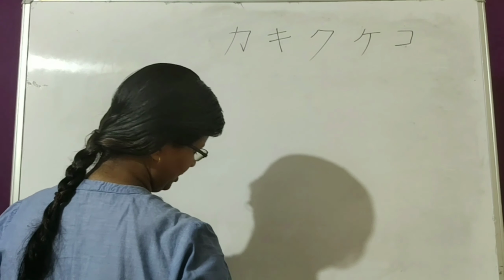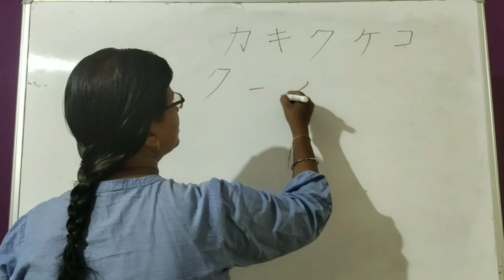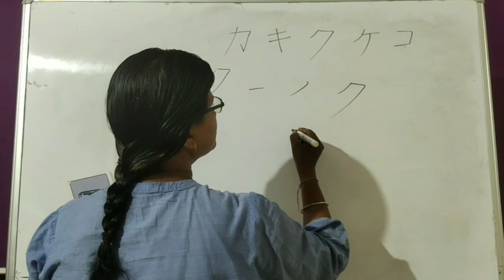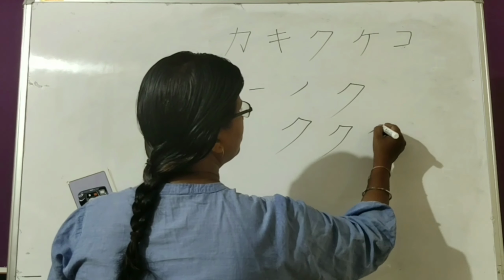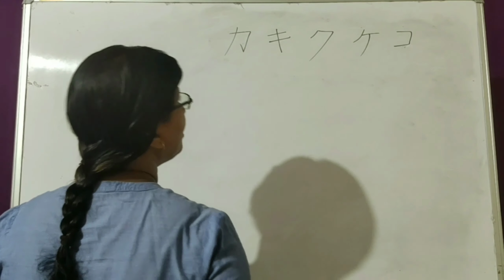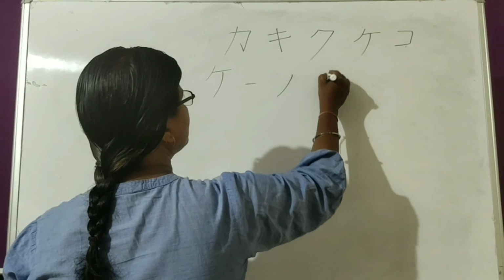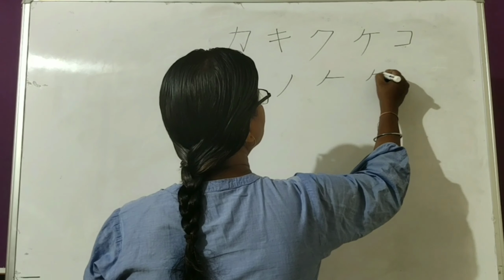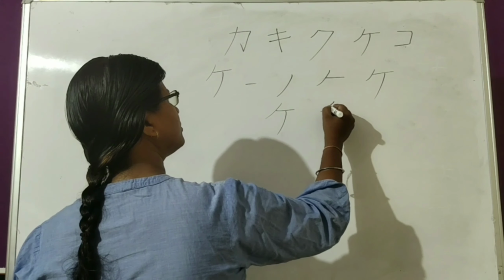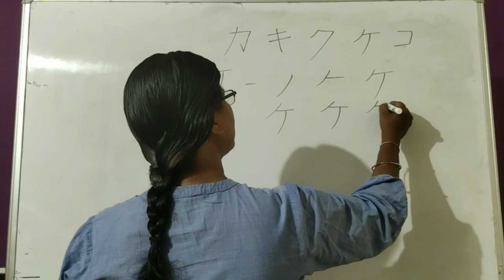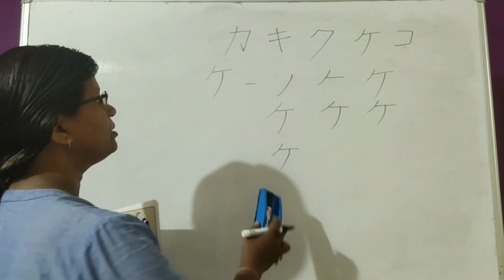Okay. After ki, it is ku. First stroke, second stroke. Ku. After ku, it is ke. First stroke, second stroke, third stroke. Ke. After ke, it is ko.